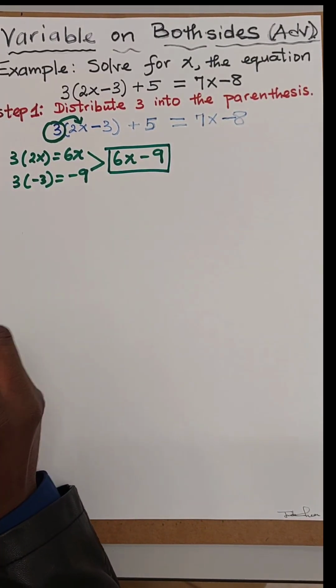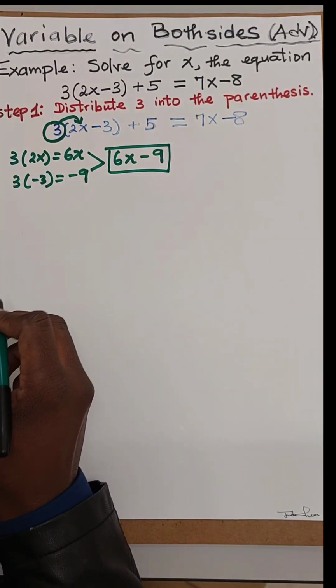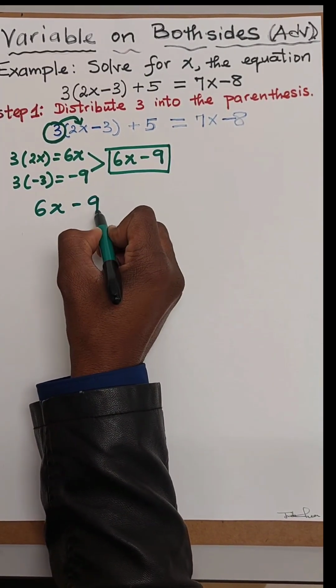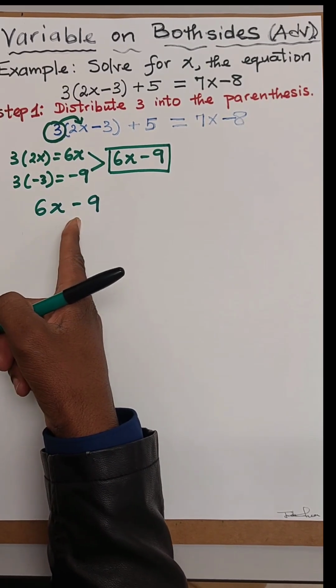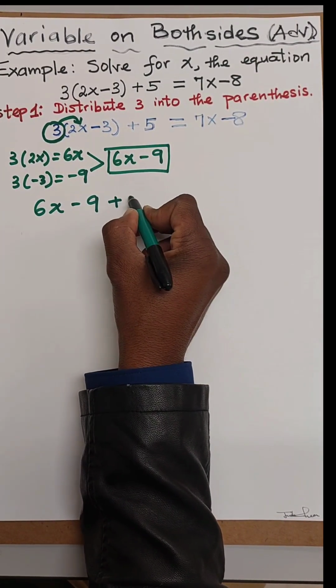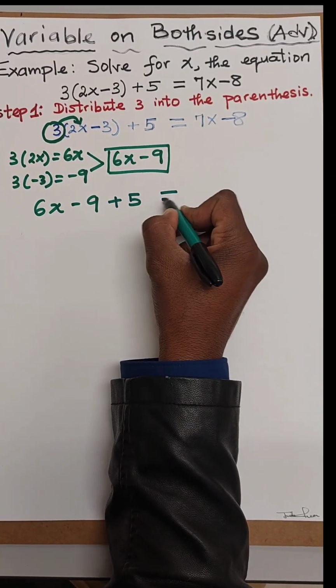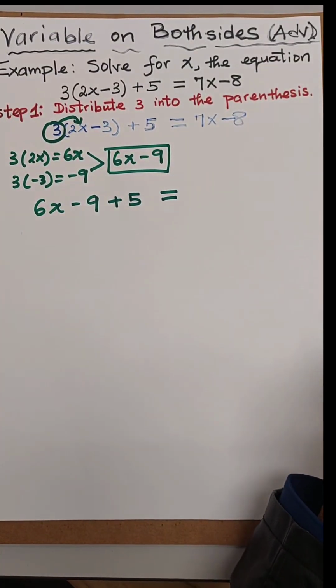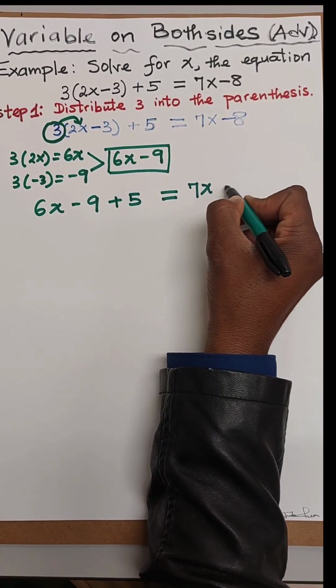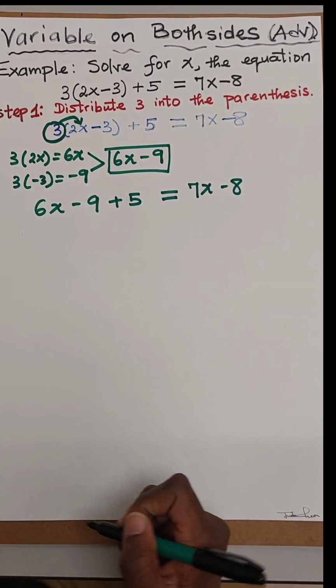Okay, so now rewriting that entire equation will look like 6x minus 9. This is the parenthesis part only. And then that plus 5 that was sitting there, we continue with it, plus 5. And then go to the equal sign, and then we write the terms that are on the right-hand side of the equation, 7x minus 8.